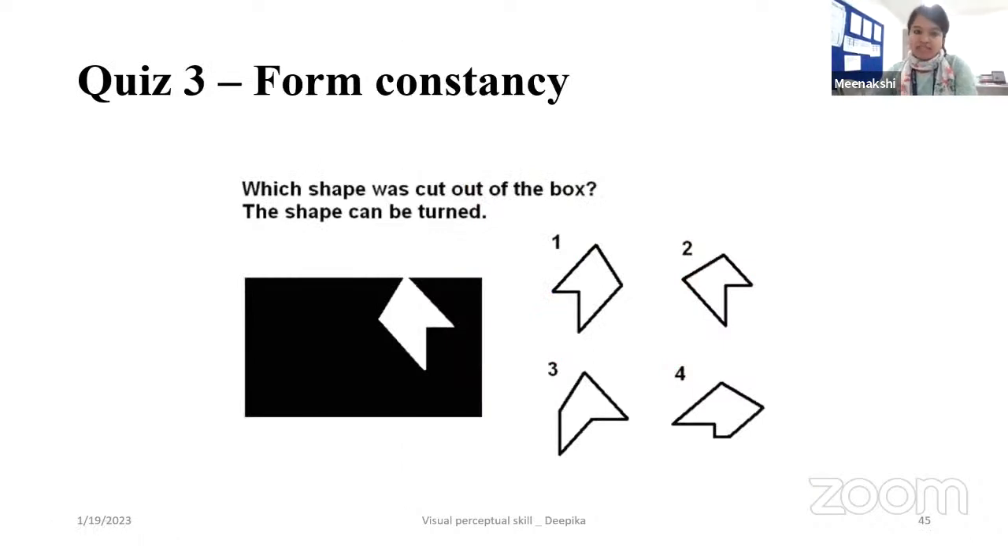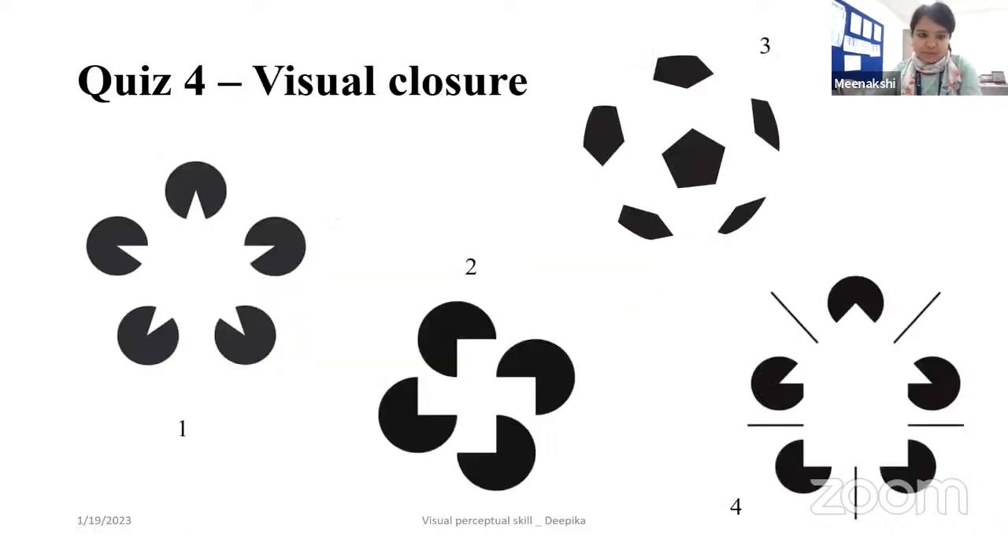Next one is form consistency: which shape was cut out of the box, and the shape can be turned. The correct answer is number one, because the second one is skewed, the third one has an irregular shape, and in the fourth one the edges were cut. So only the first one will resemble the form consistency of the cutout box.